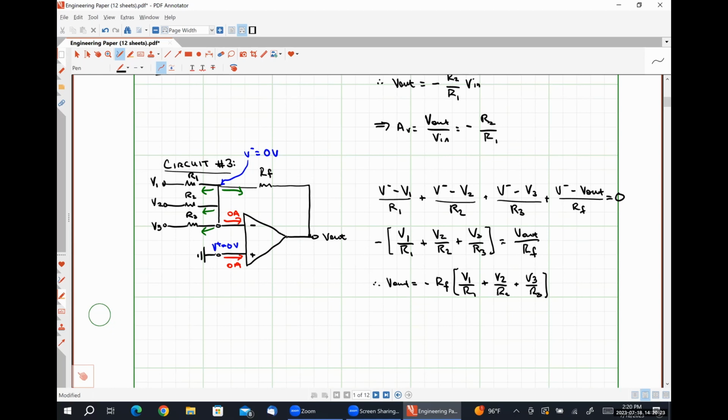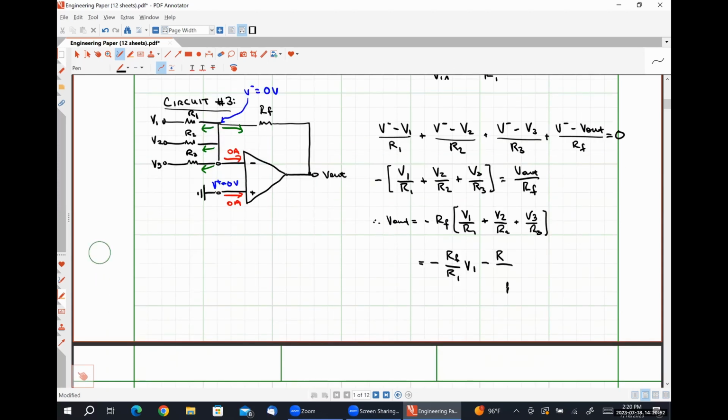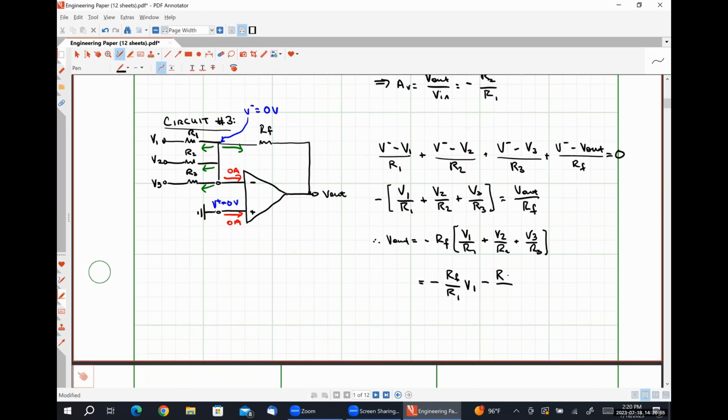This is the most simplified form. I'm going to expand this out a little bit. We'd have negative RF over R1 times V1 minus RF over R2. Sorry, my stylus is not writing the number 2 well. Oh, that's not supposed to be a 2, that's supposed to be an F. My apologies. Times V2 minus RF over R3 times V3.